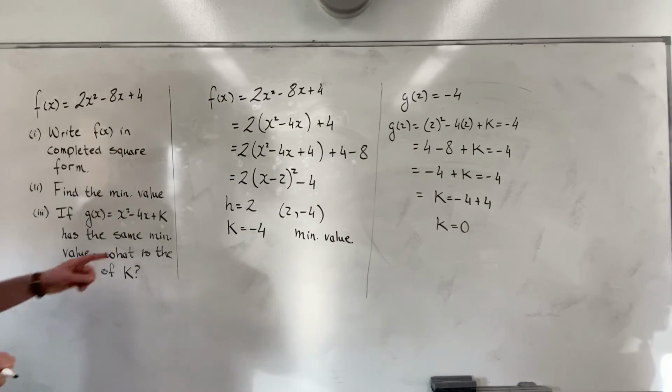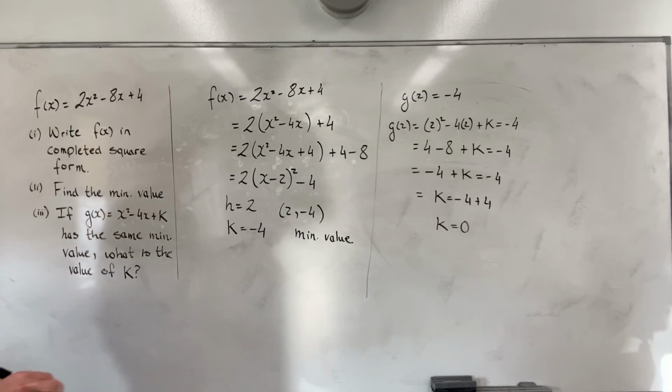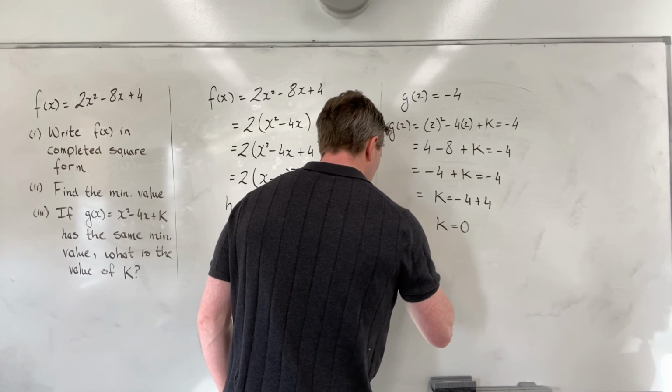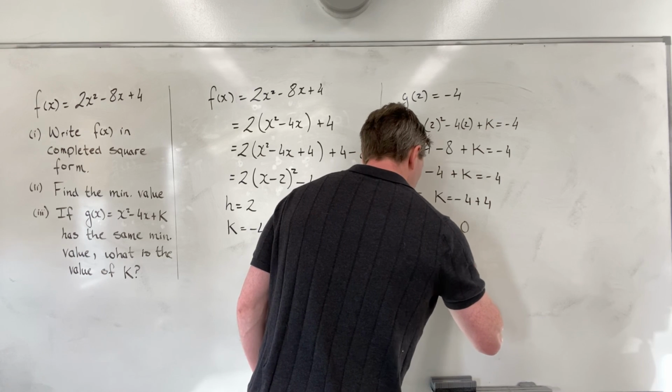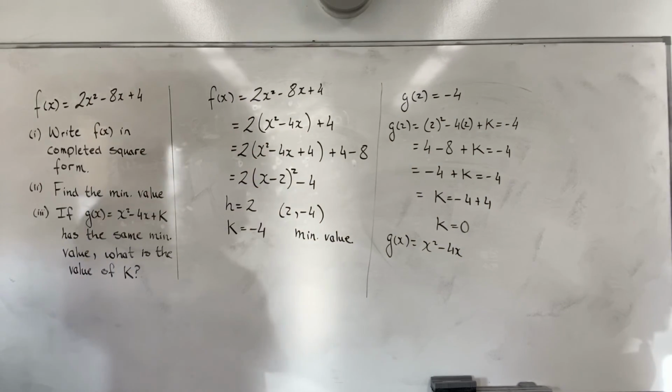So I find the k value in g of x is actually 0. So the function g of x is really just x squared minus 4x. And that is it, complete.